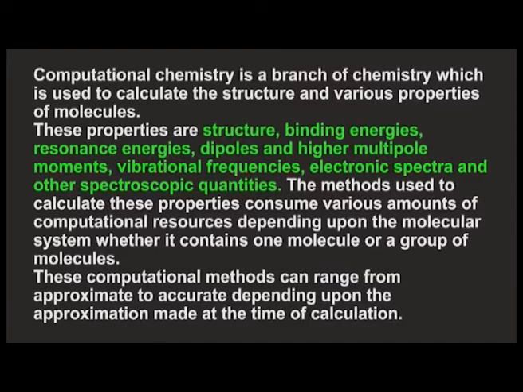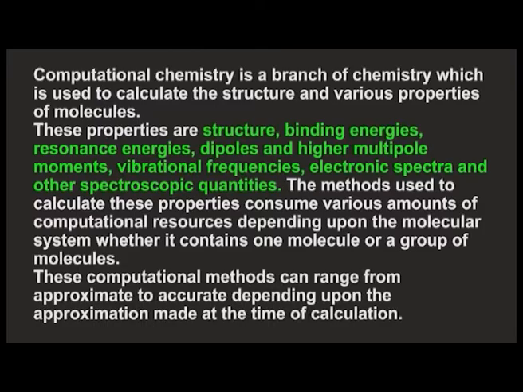Calculating a system other than hydrogen-like without any approximation is very difficult. For systems having more than one electron, both approximation and the use of computers are needed. Computational chemistry is a branch of chemistry which is used to calculate the structure and various properties of molecules. These properties are structure, binding energies, resonance energies, dipole and higher multipole moments, vibrational frequencies, electronic spectra and other spectroscopic quantities. The methods used to calculate these properties consume varying amounts of computational resources depending upon the molecular system, whether it contains one molecule or a group of molecules.